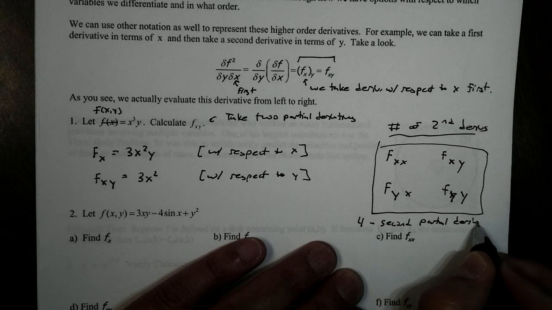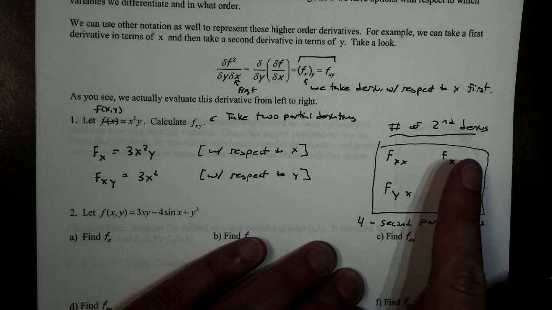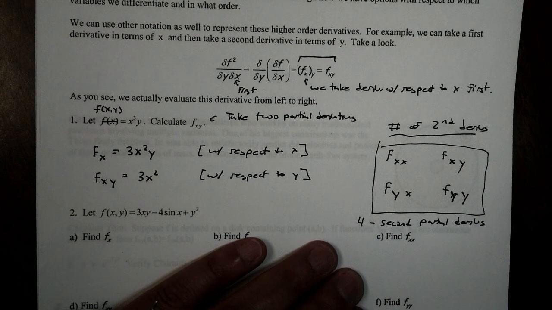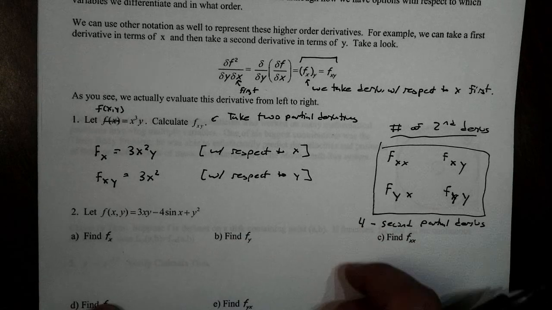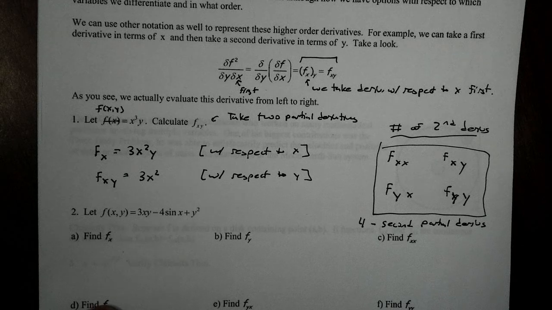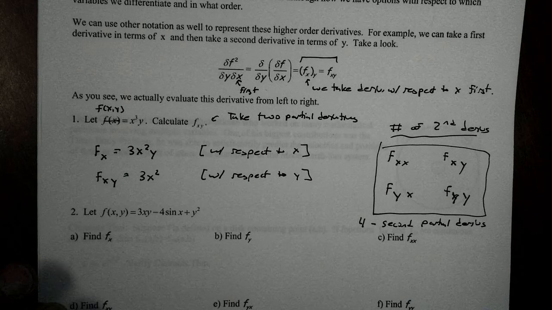Now later on we're going to talk about uniqueness. Only two of those are the same. So even though there are 4 second partial derivatives, 3 of them are unique. 2 of them are the same. We'll talk about that later on though.